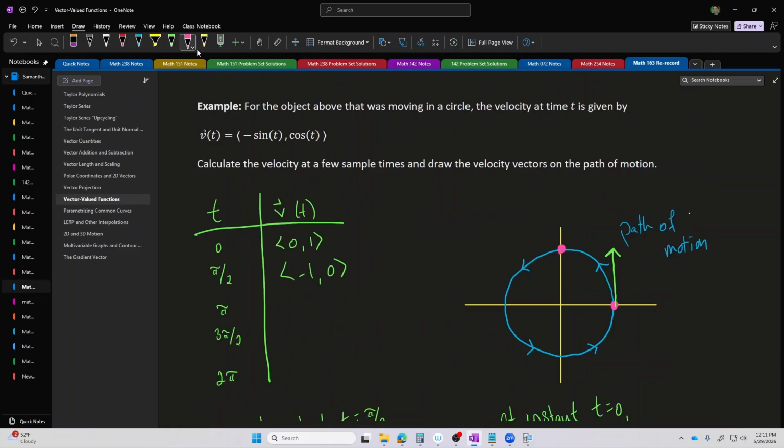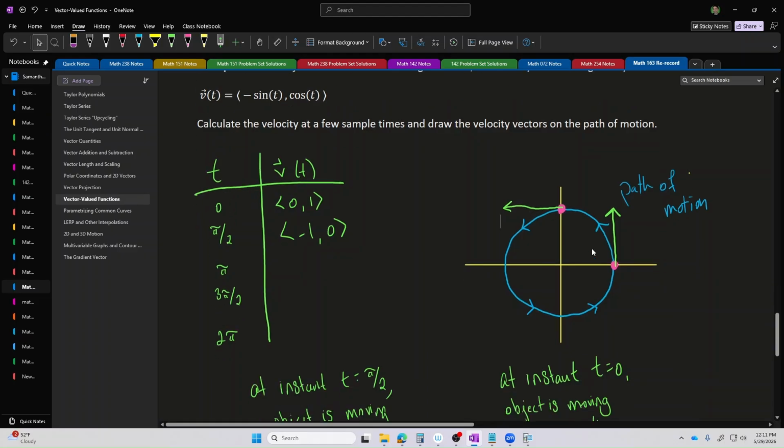if I draw the object's velocity at that same moment when it was in that location, we see that velocity vector pointing to the left, verifying what we would expect, that when the object is in this exact position, at that exact moment in time, the object is traveling to the left in that instant.